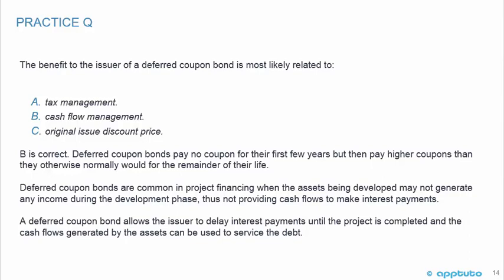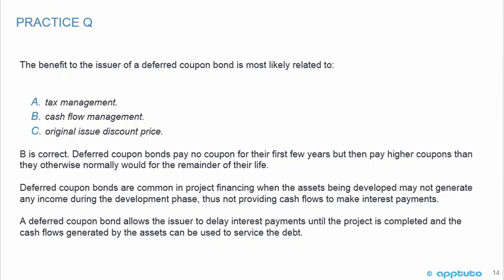B is correct. Deferred coupon bonds pay no coupon for their first few years, but then pay higher coupons than they otherwise normally would for the remainder of their life. Deferred coupon bonds are common in project financing when the assets being developed may not generate any income during the development phase, thus not providing cash flows to make the interest payments.